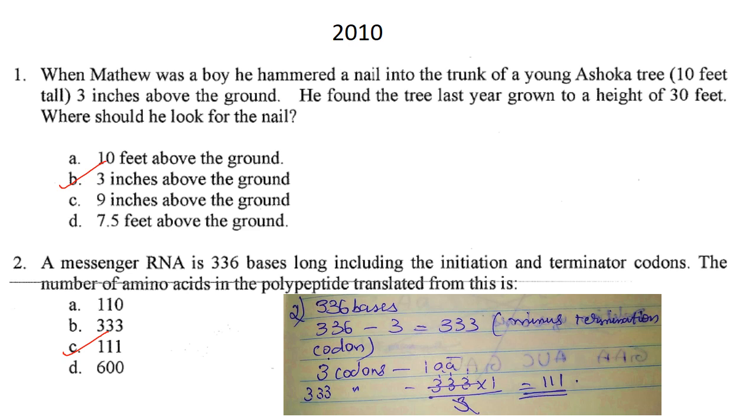Next one. A messenger RNA is 336 base pairs long, including the initiation and terminator codons. The number of amino acids in the polypeptide translated from this is. So 336 bases, 336 minus 3 will give you 333, that is minus the termination codons. They have asked for the number of amino acids in the polypeptide translated, so you need not take termination codons into consideration. So 3 codons code for 1 amino acid and 333 code for 111 amino acids. So the answer here is option C.